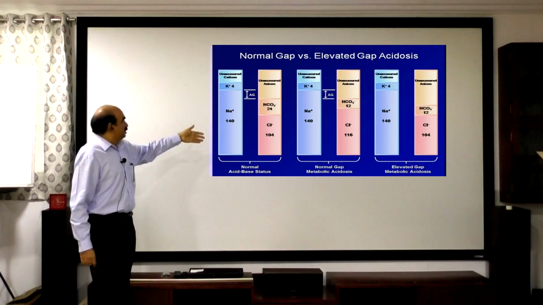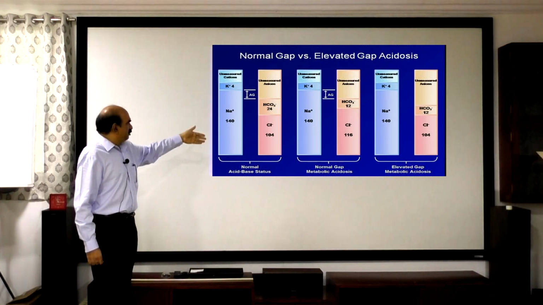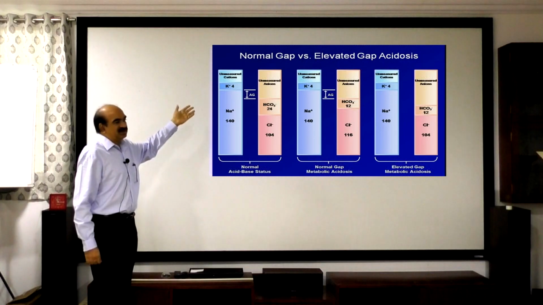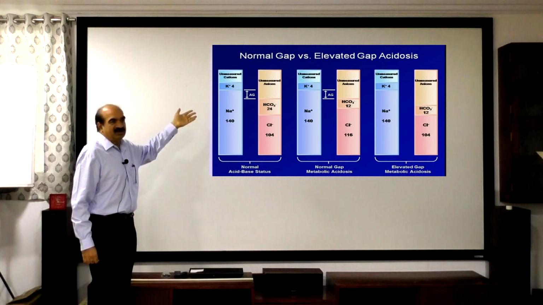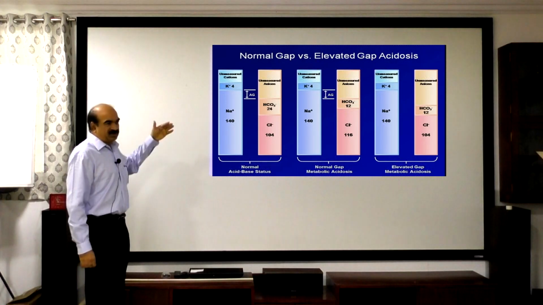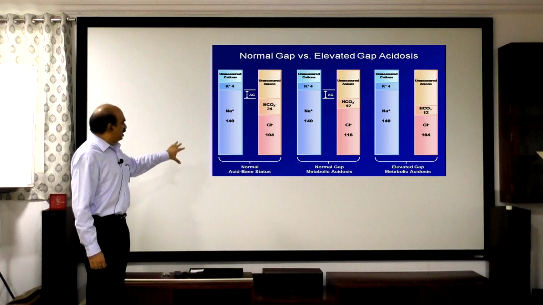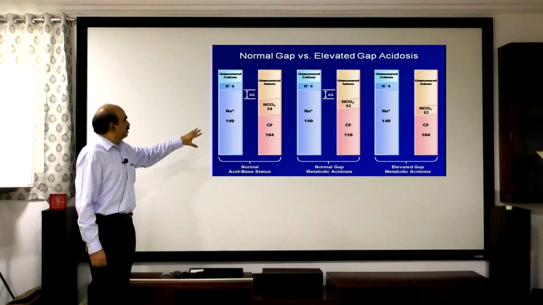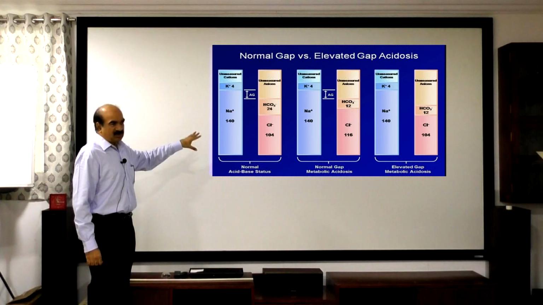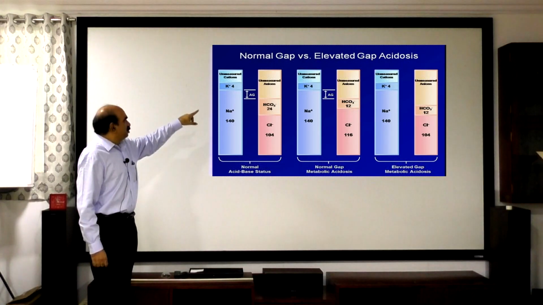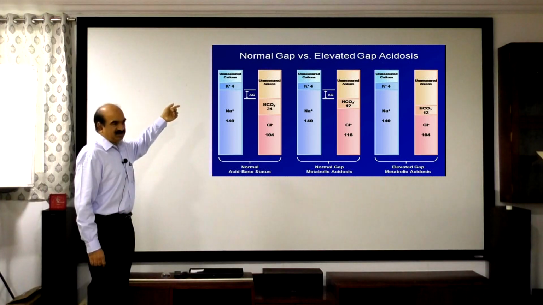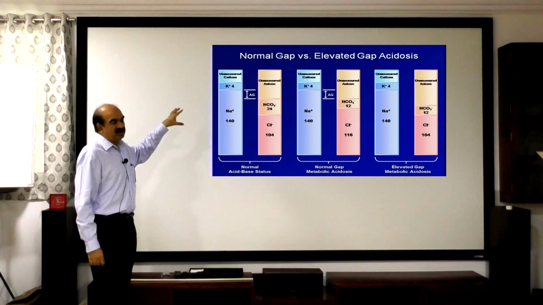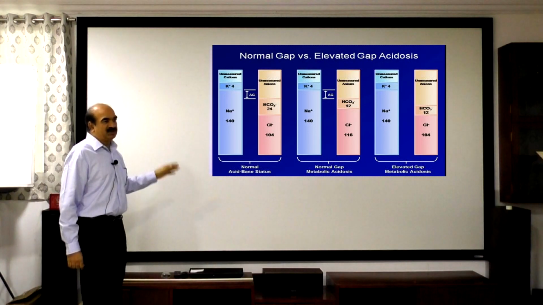In anions, the major anions are chloride and bicarbonate. Unmeasured anions are like albumin, phosphate, sulfate, anionic paraproteins or immunoglobulins. So, this is normal acid-base status. The number of cations will be equal to the number of anions, but unmeasured anions are more than unmeasured cations, and that is the anion gap. Normal anion gap is 8 to 12 milliequivalents per liter.